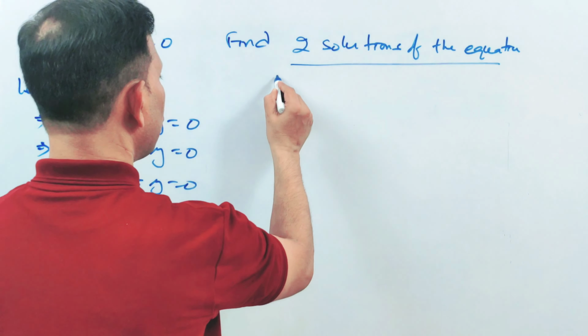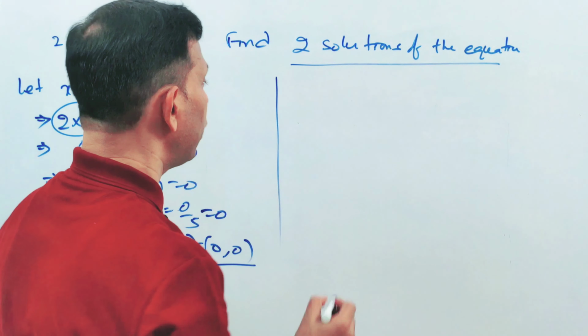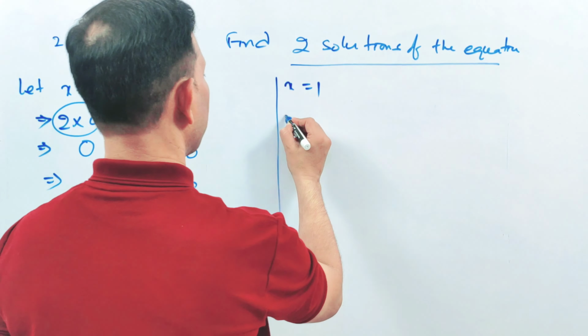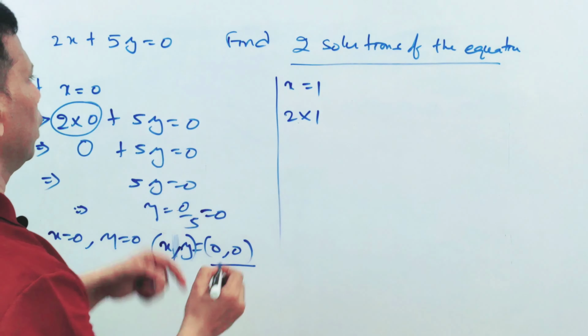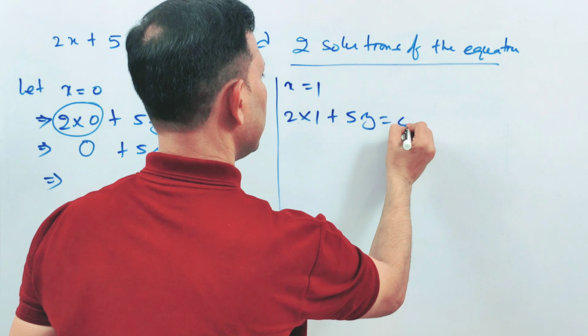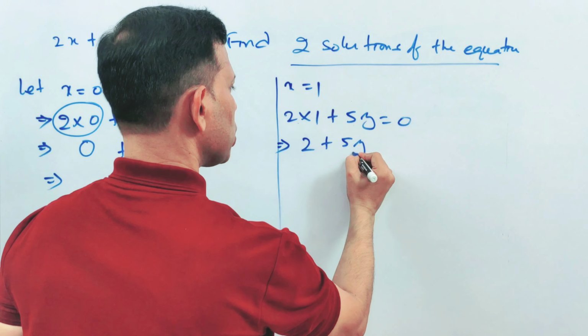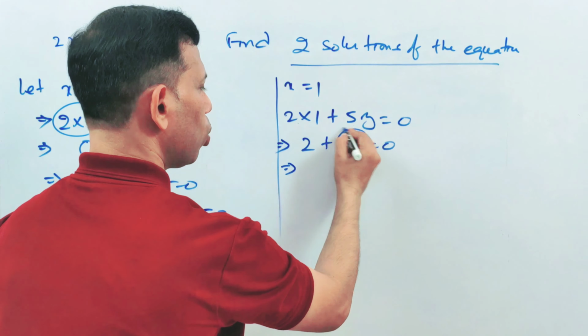By putting x is equal to 1, you can take any other value of x, no issues. By putting x is equal to 1, what solution am I getting? Let us see. So 2 into 1 plus 5y is equal to 0 implies that 2 into 1 means 2 plus 5y is equal to 0, and you know how to solve.